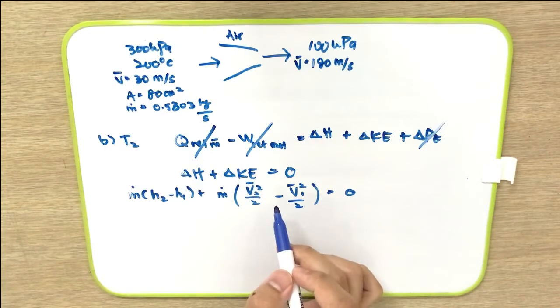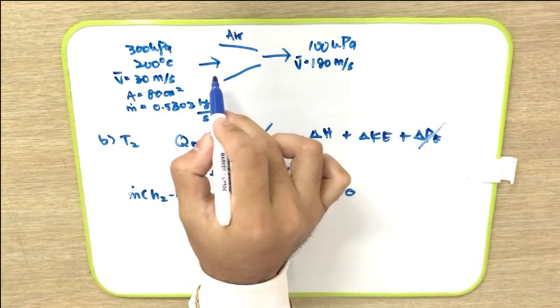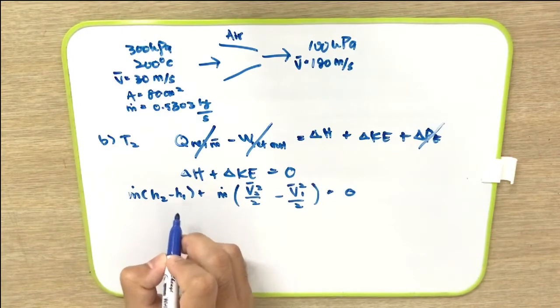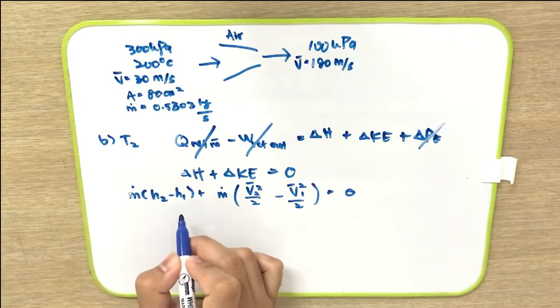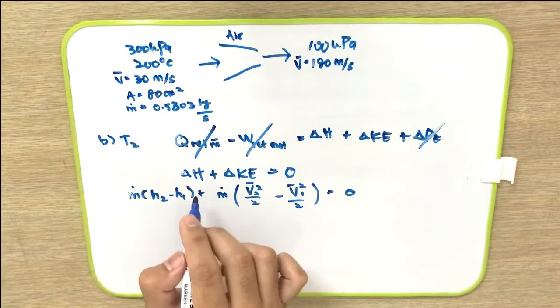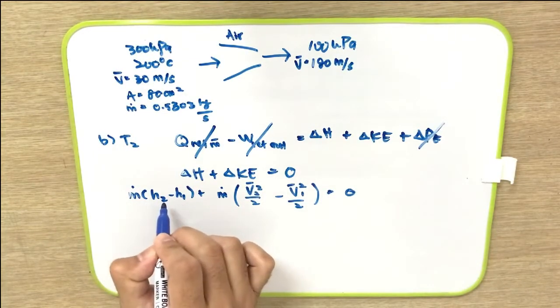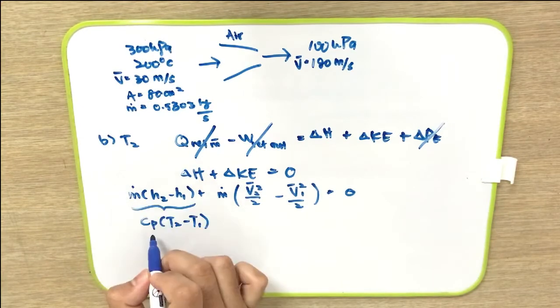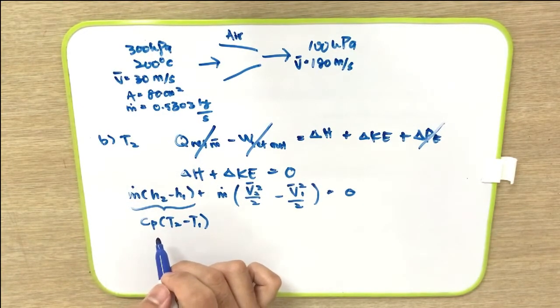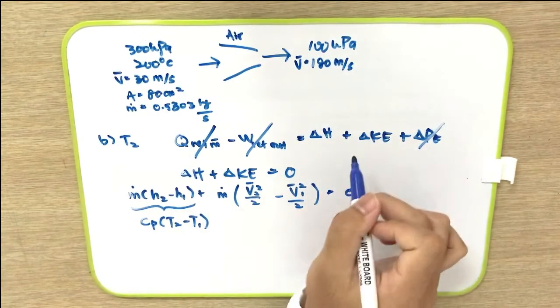But the problem is the gas that is going through this nozzle is air, and for H2 and also H1 we cannot find them through the property table, because the property table is only for refrigerant and also water. So we need to replace this equation with this equation, Cp (T2 minus T1). Cp of air we can get from table A2.